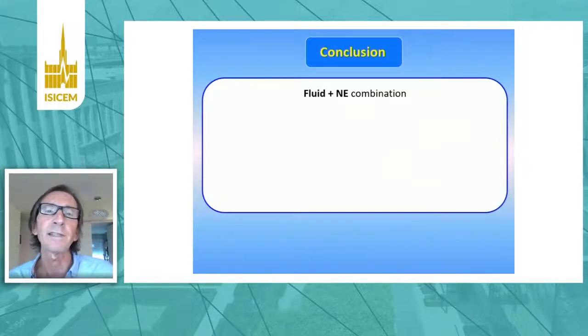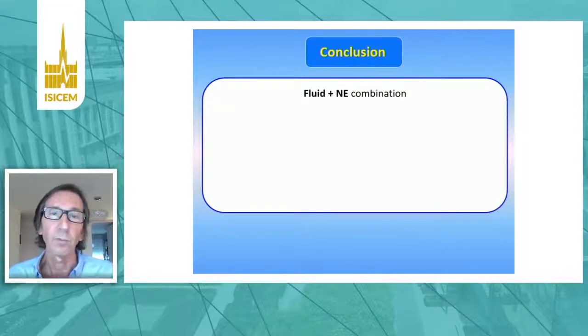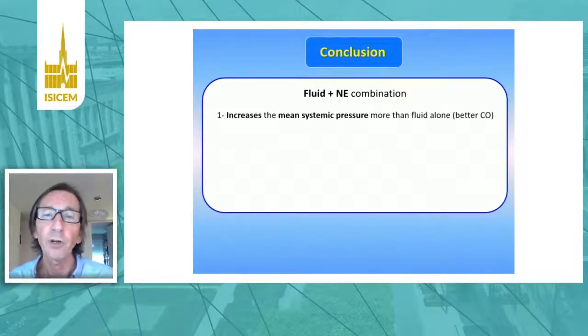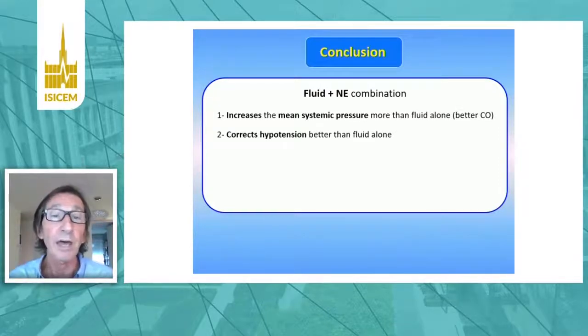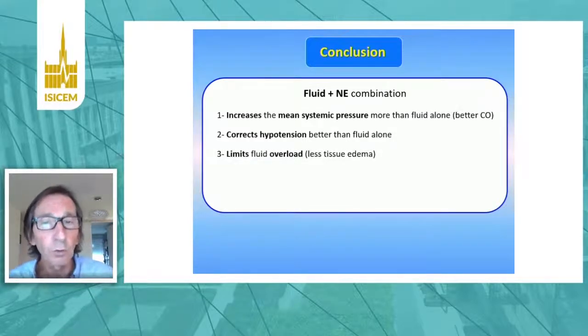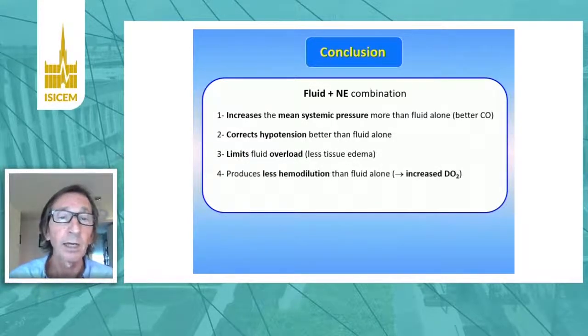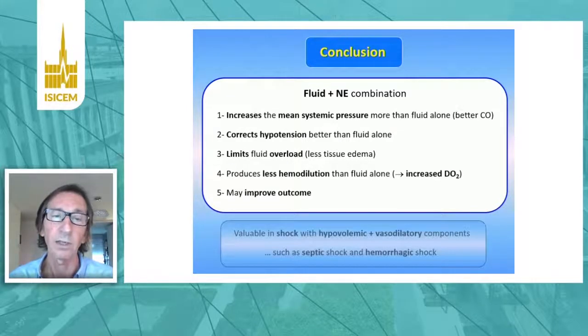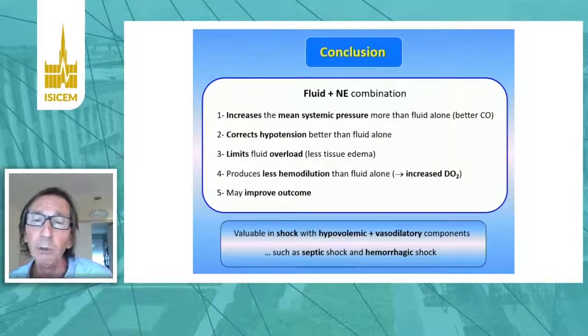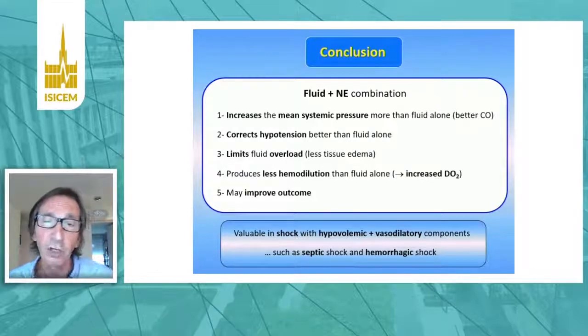So my conclusion is that the combination of fluids and norepinephrine at the early phase of septic shock can increase the mean systemic pressure more than fluid alone, resulting in a better cardiac output, can correct hypotension better than fluid alone, can limit fluid overload with less tissue edema, can produce less hemodilution than fluid alone, and may improve outcome. And this is very valuable in shock with hypovolemic plus vasodilatory components such as septic shock and some forms of hemorrhagic shock.